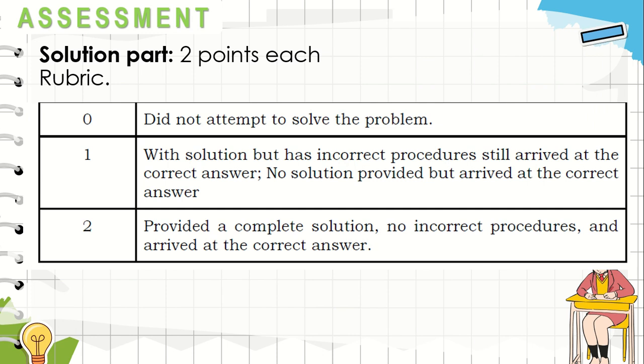For the solution part, you will be given 2 points each, and here is the rubric. 0 means did not attempt to solve the problem. 1 means with solution but has incorrect procedures, still arrived at the correct answer; or no solution provided but arrived at the correct answer. And 2 points means provided a complete solution, no incorrect procedures, and arrived at the correct answer.